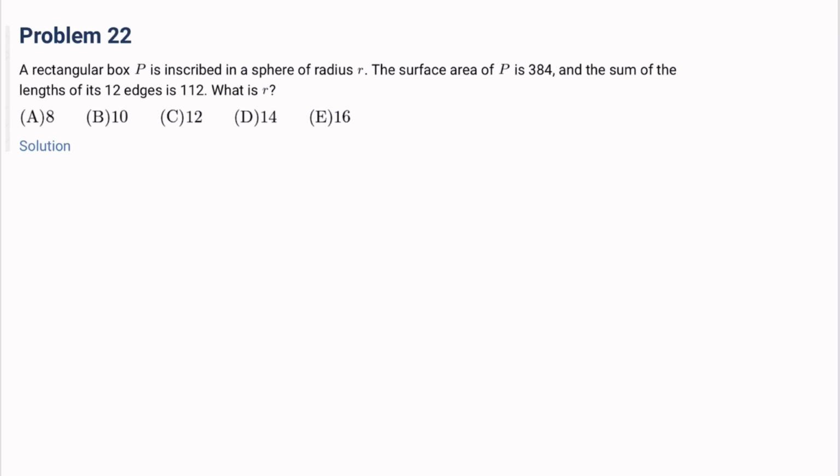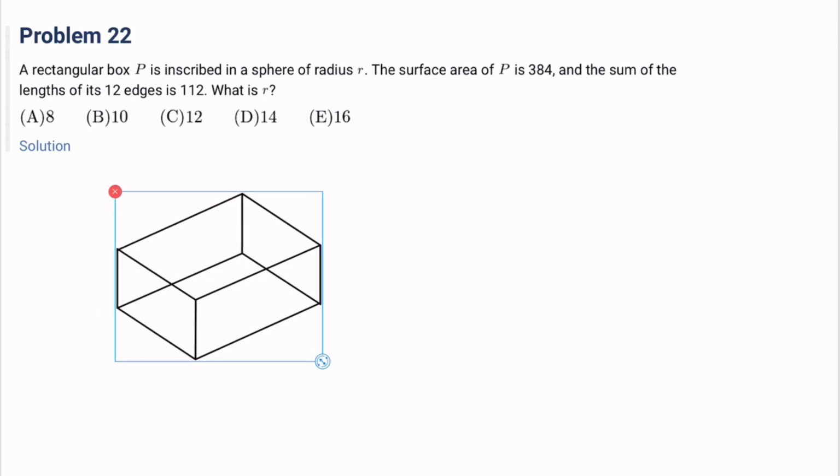A rectangular box P is inscribed in a sphere of radius r. The surface area of P is 384, and the sum of the length of its 12 edges is 112. What is r? Okay, so let's bring out a diagram of this rectangular box here, right, like that. And then since it is inscribed in a sphere of radius r, that means the center of this box is going to be the center of the sphere, and the longest length, so that's going to be the diameter, right? So that's the diameter, which is 2r, right?